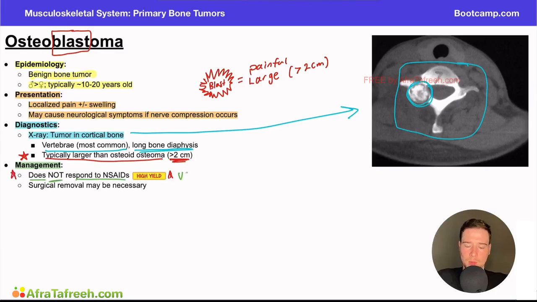Again, why is this important? Because we compare this to an osteoid osteoma, which does respond to NSAIDs. So again, thinking back to the memory aid, the word blast, I think it's painful, it's large, and it does not respond to NSAIDs.